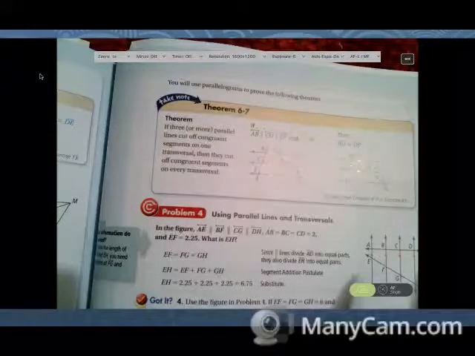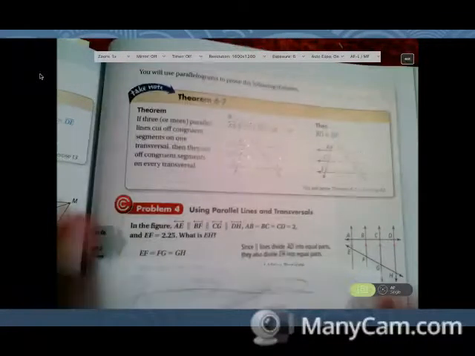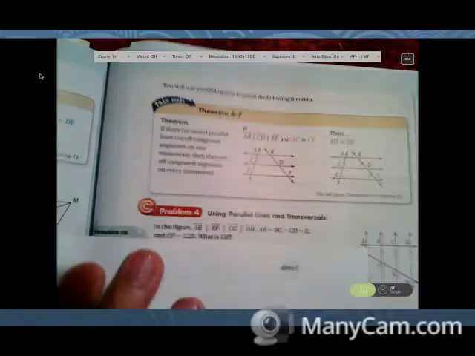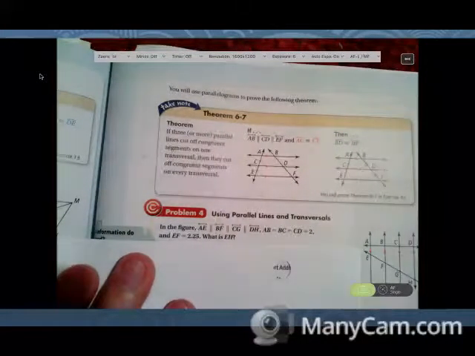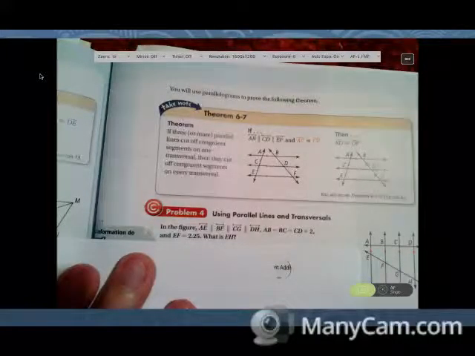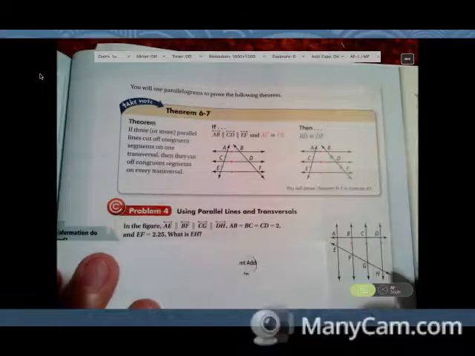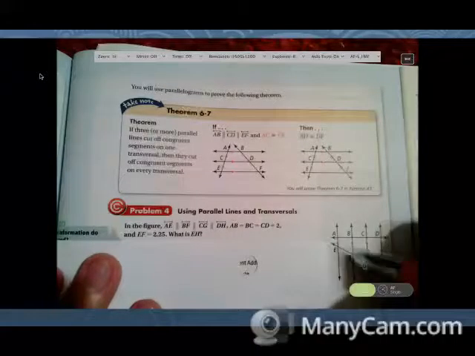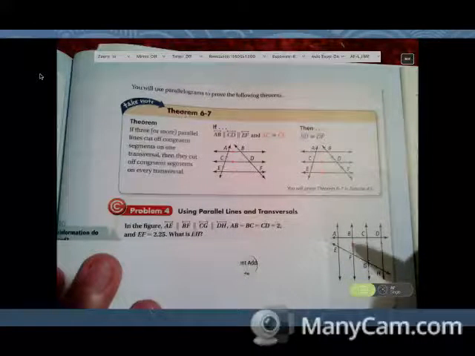Alright, in the figure, you are given that AE is parallel to BF, which is parallel to CG, which is parallel to DH. So you're given that all of these are parallel. If EF equals 2.25, then what's EH?